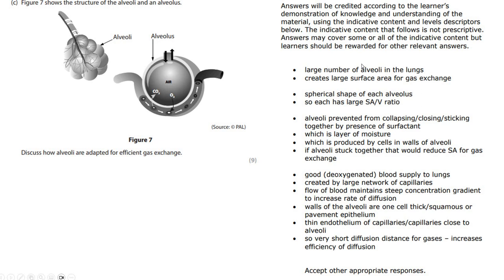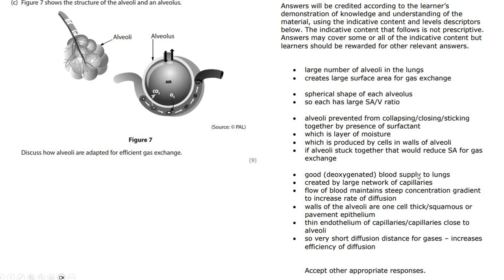So there is a large number of alveoli in the lungs. This creates a large surface area for gas exchange. They have a spherical shape, so each alveolus has a large surface area to volume ratio. The alveoli are prevented from collapsing by the presence of a surfactant, which is a layer of moisture produced by the cells in the walls of the alveoli. Because if the alveoli stuck together, that would reduce the surface area for gas exchange.